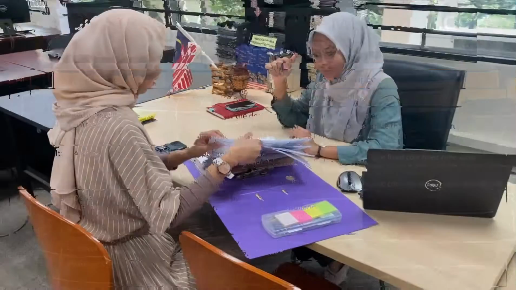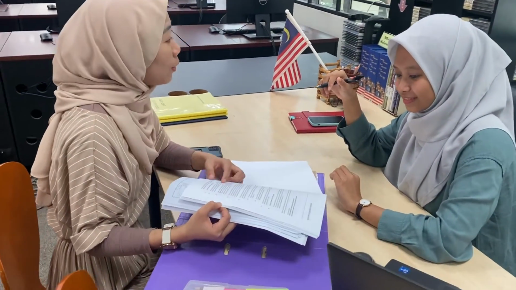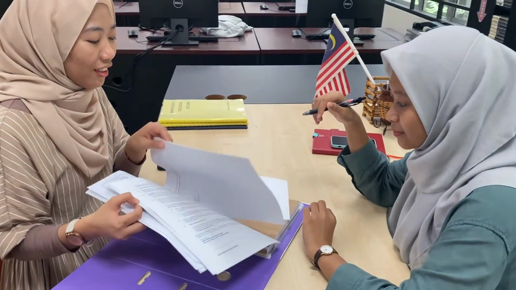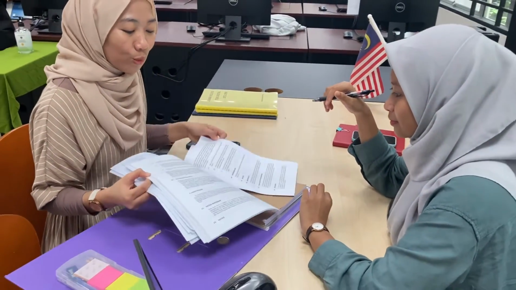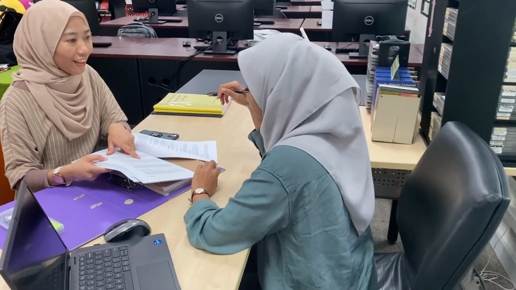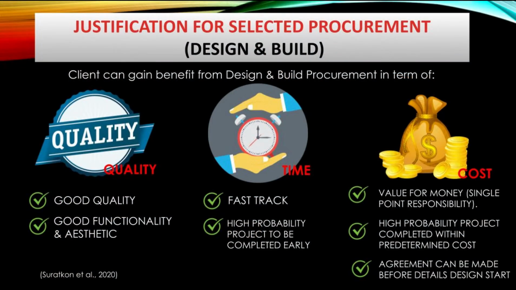Next, I shall explain to you the justification for the procurement method selection, as this is the most essential part that a client should be aware of. I will also explain the key features, work sequence, and the tendering process for the design and build procurement method. For design and build procurement, the client can gain several benefits from this type of procurement. So here, I will give 3 main justifications for this selected procurement.